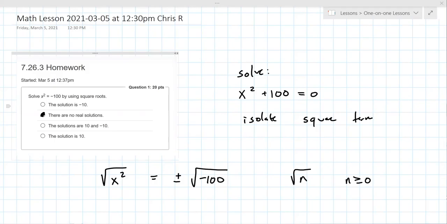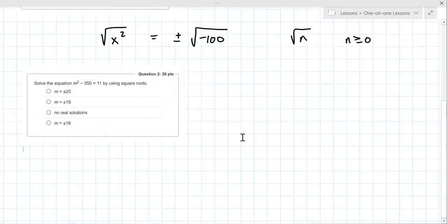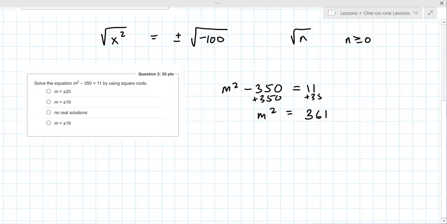Okay, let's go to the next one here. Your goal is always to isolate the square term. So we have m squared minus 350 equals 11. M squared equals 361 when we add 350 to both sides. Now this is actually the first time that I can do this with a student. I need to make a note here.